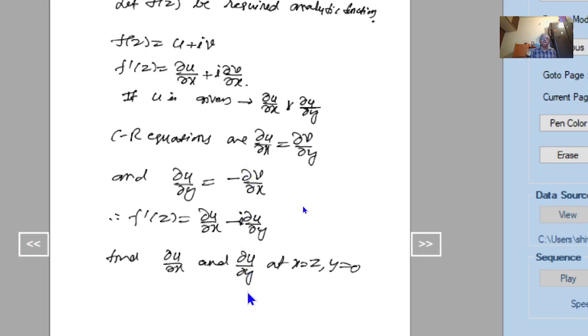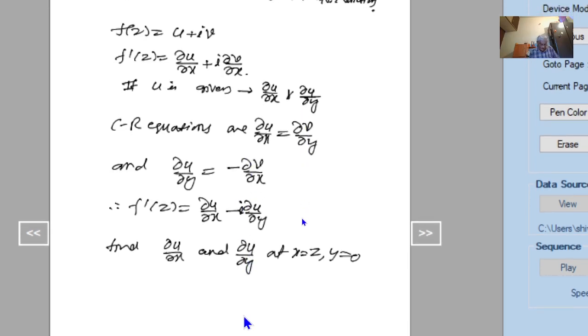Okay, and suppose v is given. Then I have f dash of z is dou u by dou x plus i times dou v by dou x. If v is given, then we can find dou v by dou x, but dou u by dou x is not directly possible. So for that again we go for the CR equations.